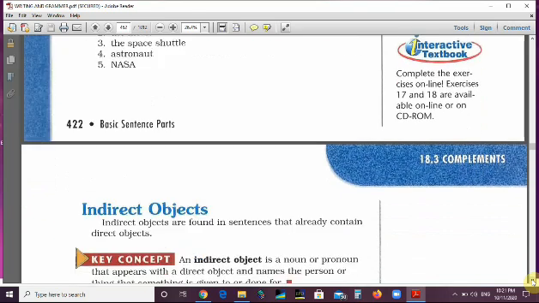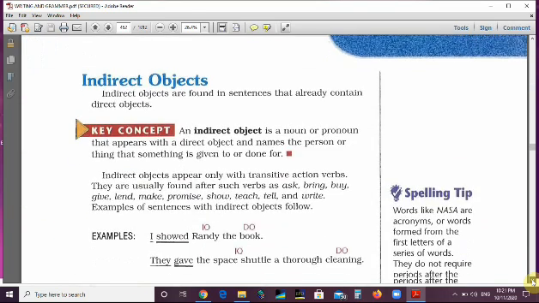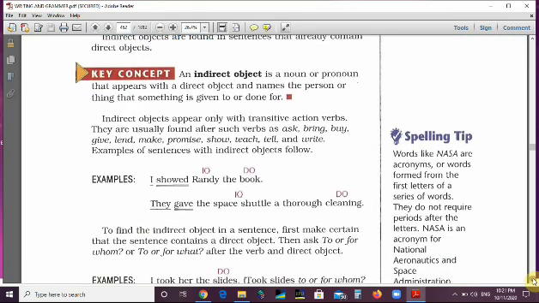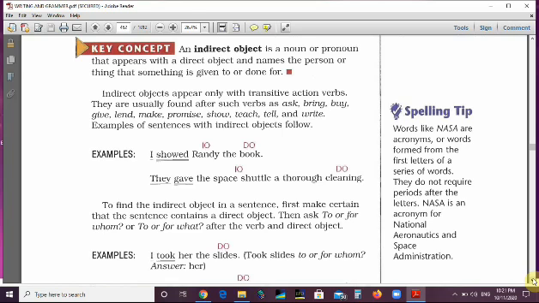Okay, let's talk about indirect objects. Indirect objects are found in sentences that already contain a direct object. But to have an indirect object, it's a must to have a direct object first. What's an indirect object? An indirect object is a noun or a pronoun that appears with a direct object and names the person or thing that something is given to or done for. Let's look at the example here. I showed Randy the book.